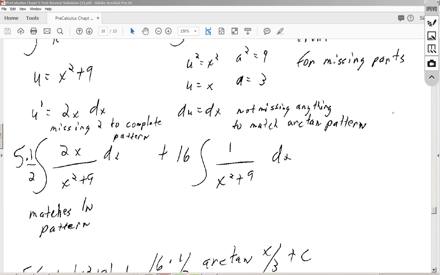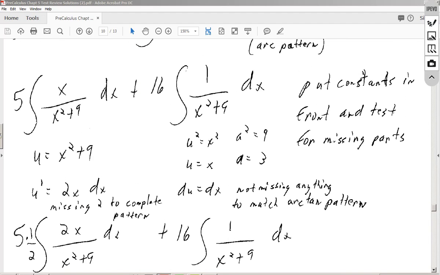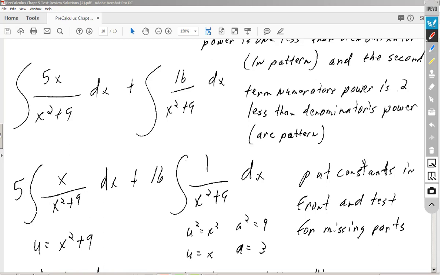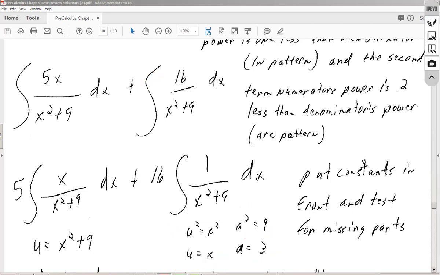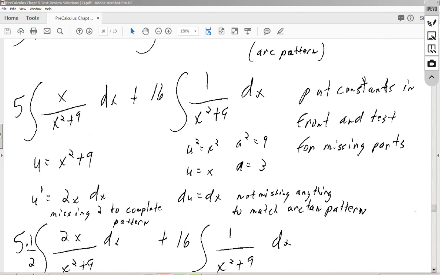With the arc pattern here, I take that 16 and put it out in front. Now I'm going to check to see how it matches up with the pattern. So remember I let u squared equal x squared, so that means that u is going to equal x. I let my a squared equal 9, so a is going to equal 3. Now I check to see how well that matches up with the pattern.